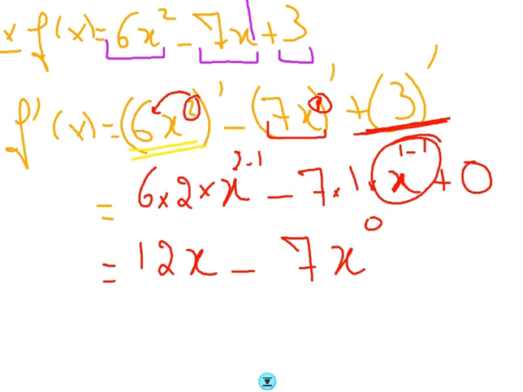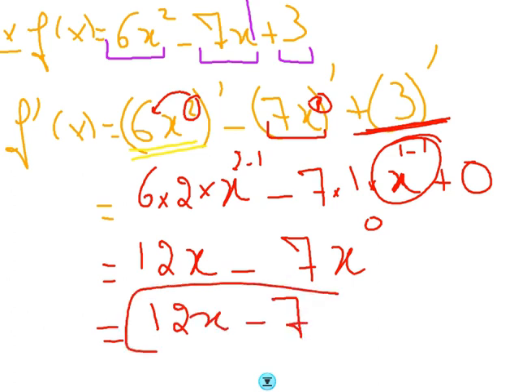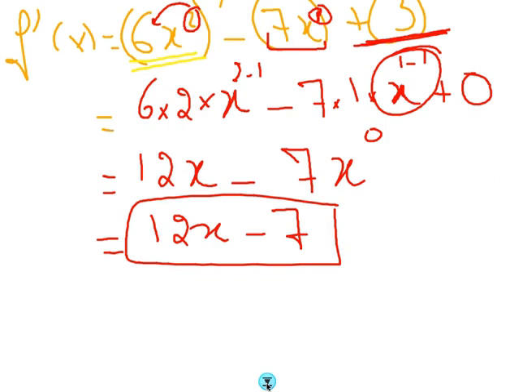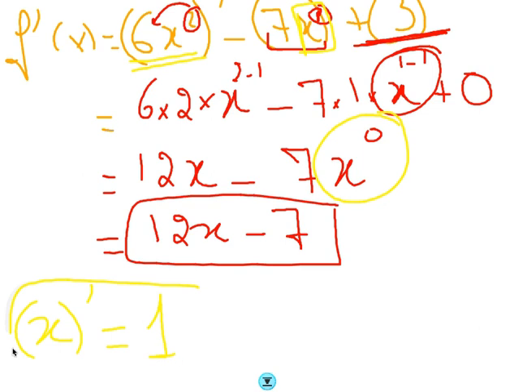What is x to the power 0? X to the power 0 is 1. Always anything to the power 0 is 1. So my answer is 12x minus 7. So always keep in mind the derivative of x is always 1. Okay, x to the power 0 is 1. So you can keep it in mind, just memorize it. The derivative of x is always equal to 1. So 7 times 1 here, which is 7. So that's it for today.